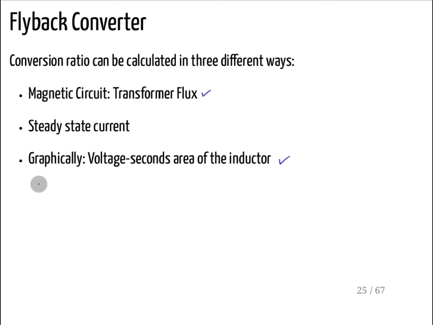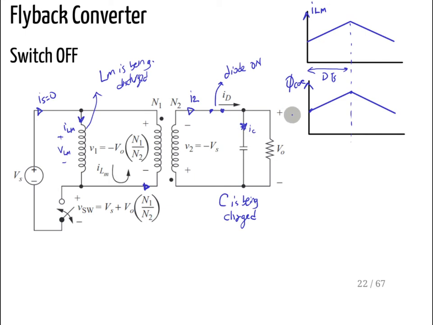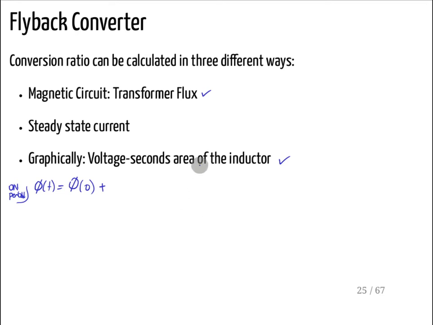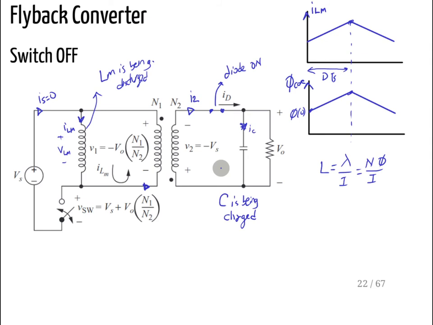Again, let's say we have some flux, and that is equal to what at time t during the on period. We have the initial flux, plus something. So if this is our initial flux, how can I write that line? Actually, that is really the relation between the inductance and the current, because the inductance is lambda over I, or N phi divided by I, right? So you can write that one for the on period.